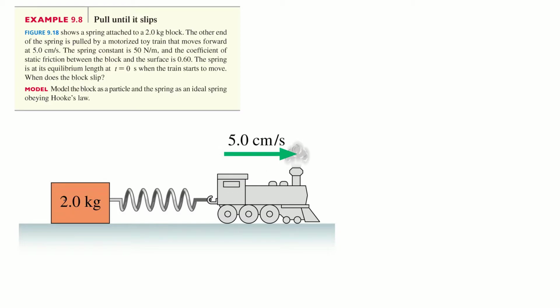Essentially, we have a toy train that's moving at 5 centimeters per second to the right, attached by a spring with some spring constant k to a 2 kilogram block. There's a coefficient of static friction between the block and the surface. At t equals 0 the train starts to move. How long does it take before the block starts to slip and follow it?